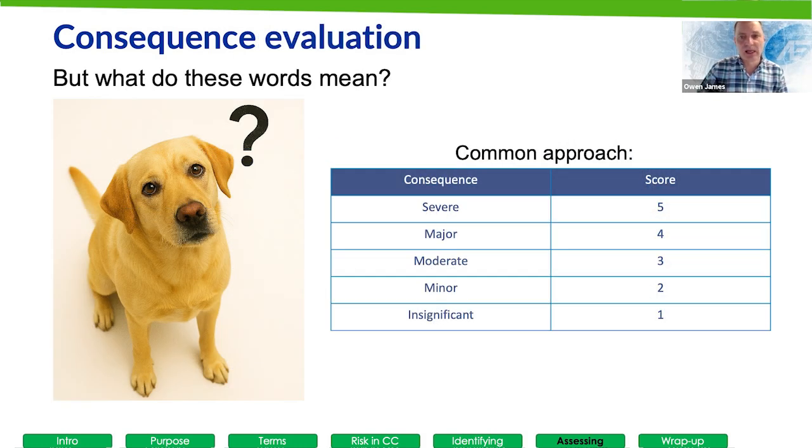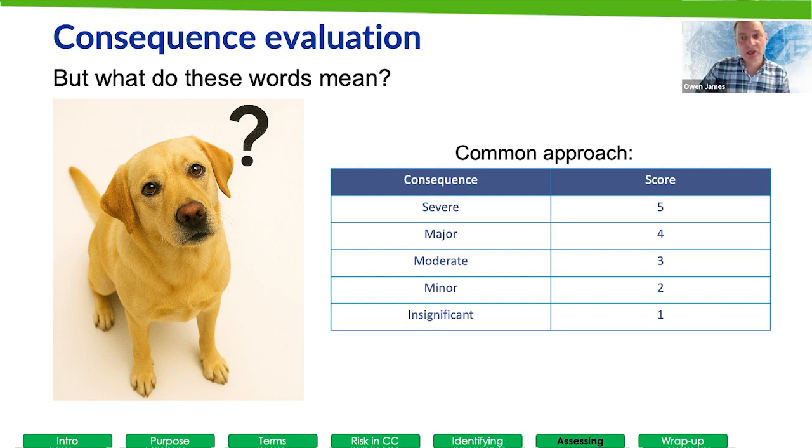Again, it's not a simple evaluation. Like the likelihood evaluation, it is common to use a simple table like this, and we can translate the words severe, major, moderate, etc. into numbers and do that all important math. So we're trying to get to these so that we can do that math equation that we talked about earlier on. But these numbers, again, are very ambiguous. Remember that we have different risk appetites, and we perceive risks differently.